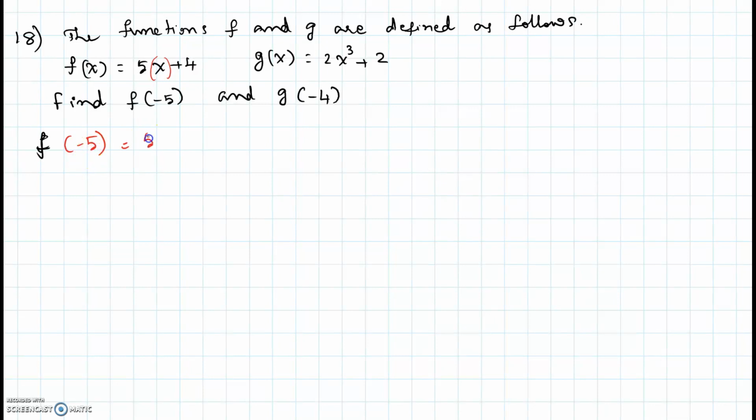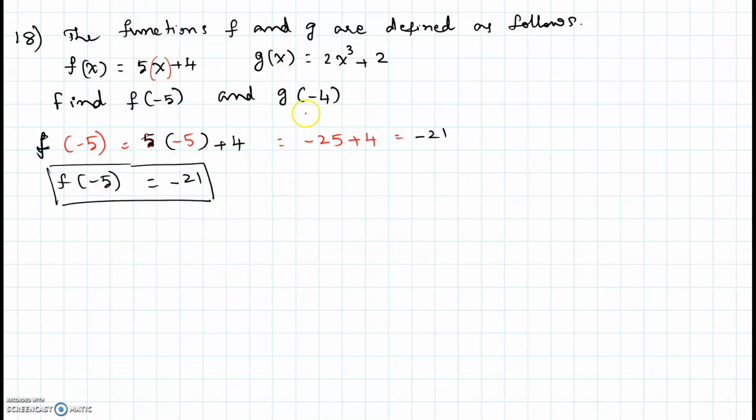So it is 5 times negative 5, that is 5x plus 4. 5 times negative 5, which is negative 25, plus 4, which is equal to negative 21. So f at the value negative 5 equals negative 21.